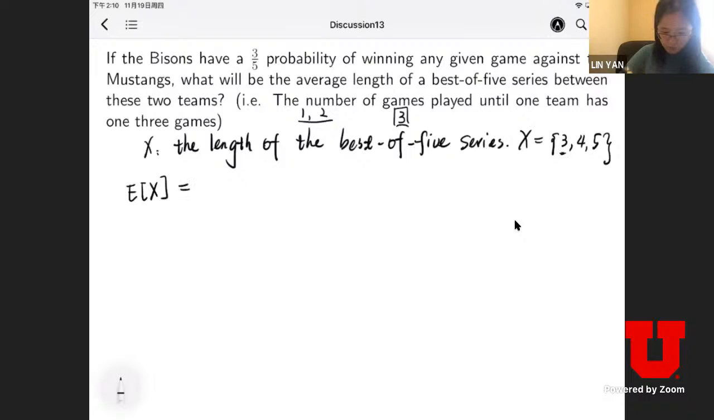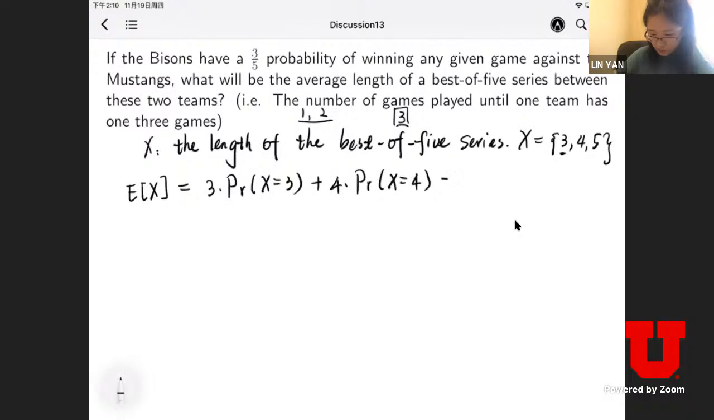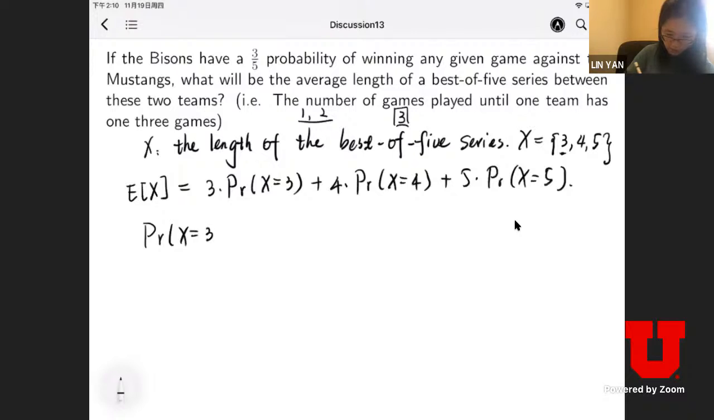And then from our functions, we know E[X] is equal to 3 times the probability of X equal to 3, plus 4 times the probability of X equal to 4, plus 5 times the probability of X equal to 5. So then we need to decide what is the probability of X equal to 3.